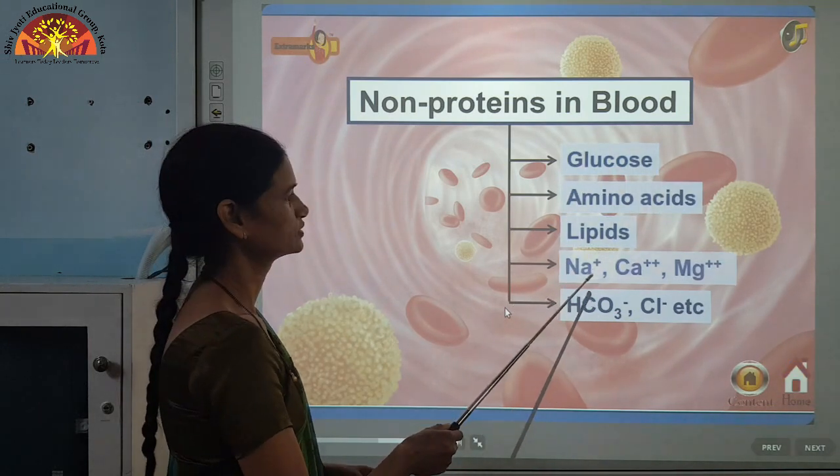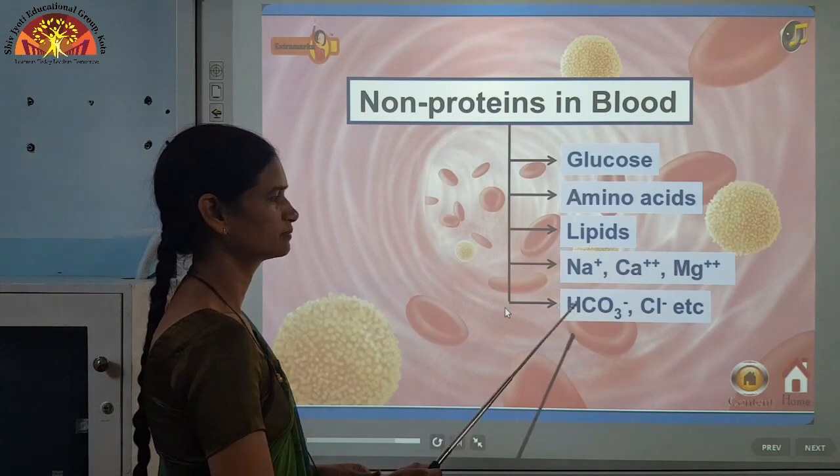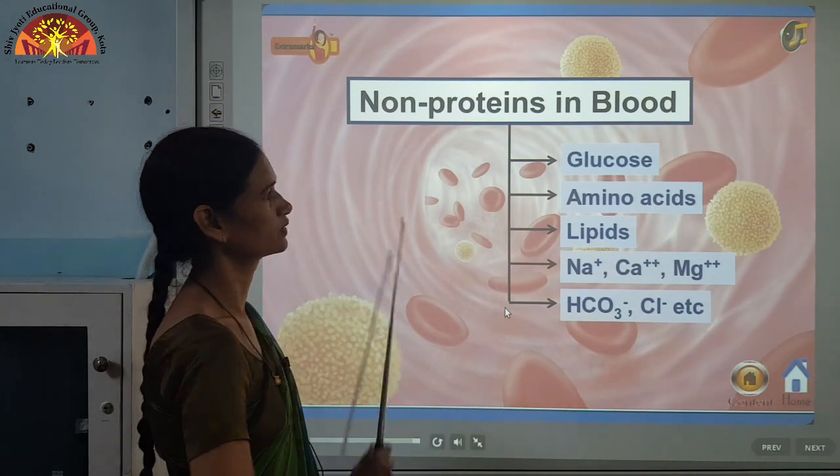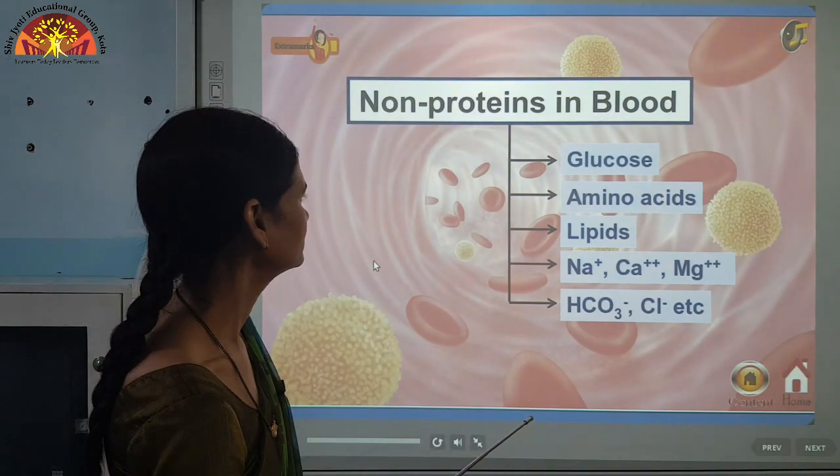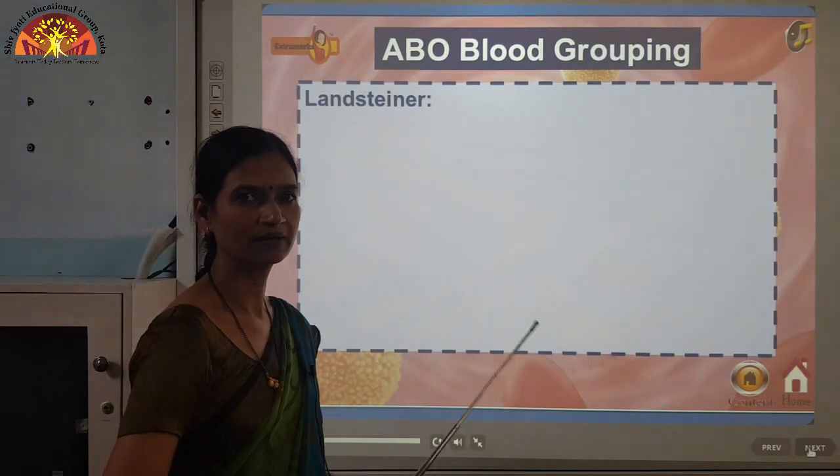These are ions: sodium, calcium and magnesium, and these are the bicarbonate ion, and chloride ions are also present in blood, which are responsible for various functions of the blood. Now we'll study about blood grouping.